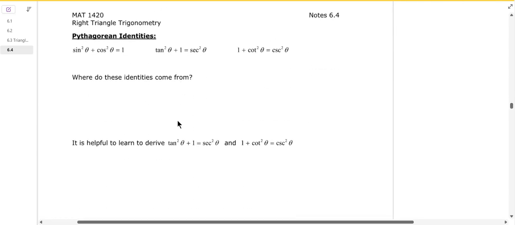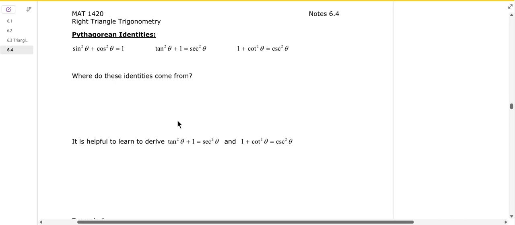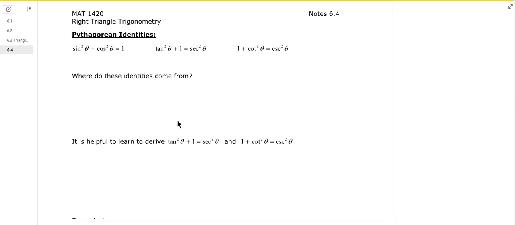Okay, next page we'll look at the other fundamental identities. They're called the Pythagorean identities because they actually come from the Pythagorean theorem.